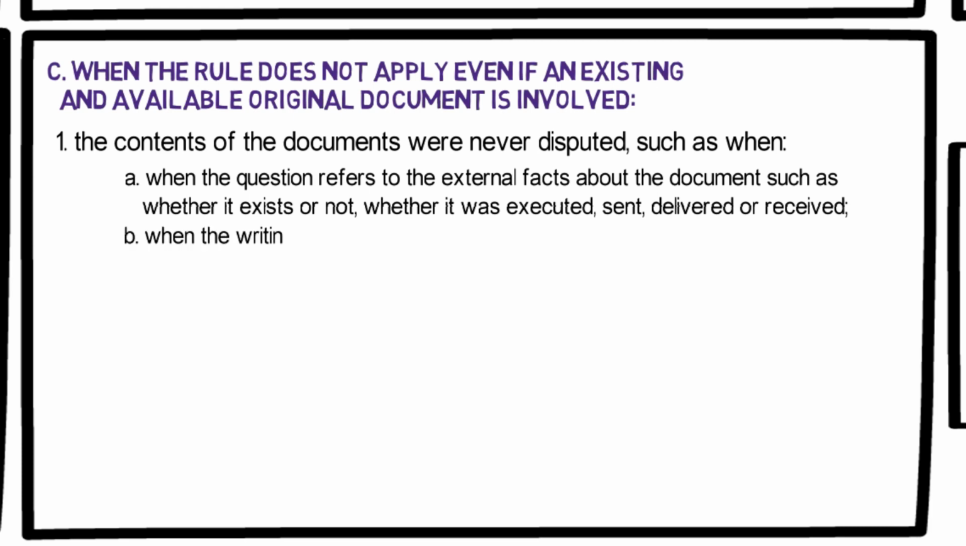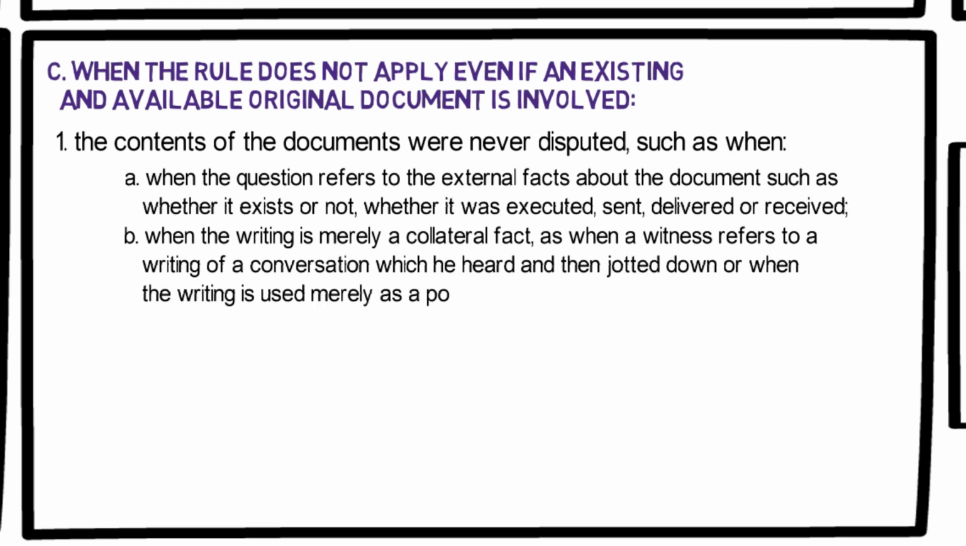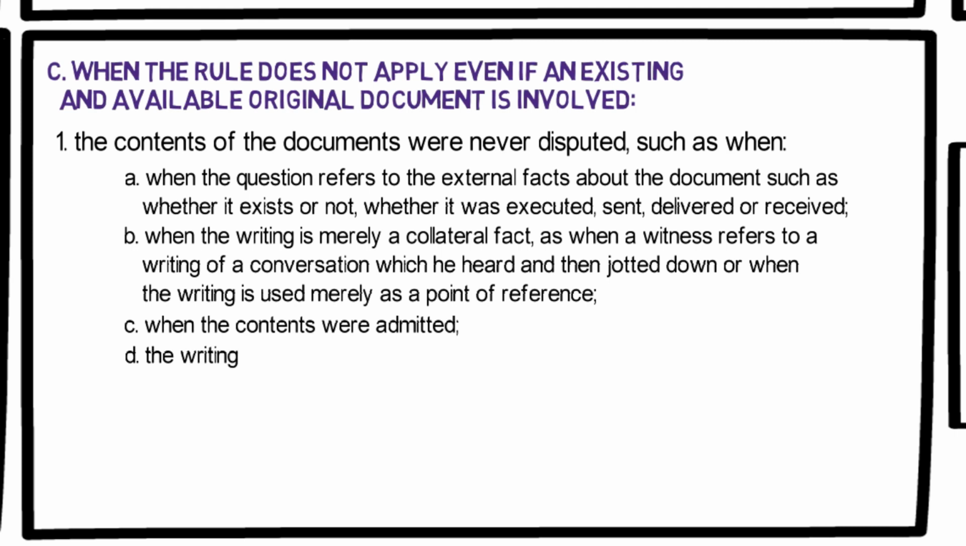When the writing is merely a collateral fact, as when a witness refers to a writing of a conversation which he heard and then jotted down, or when the writing is used merely as a point of reference. When the contents were admitted, the writing is treated as an object. If the writing is treated as an object, it will be treated as object evidence. In object evidence, the best evidence rule or the original document rule does not apply.